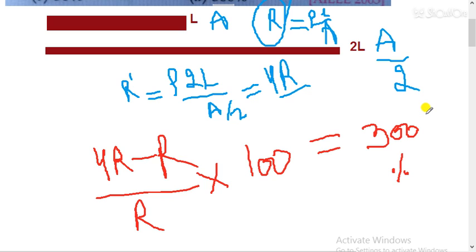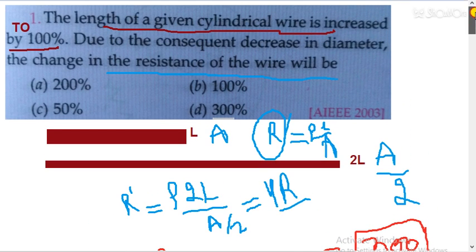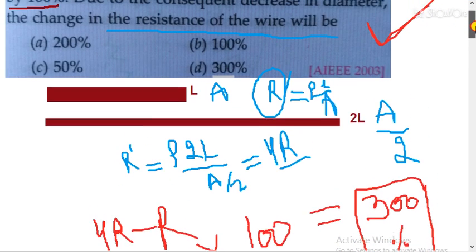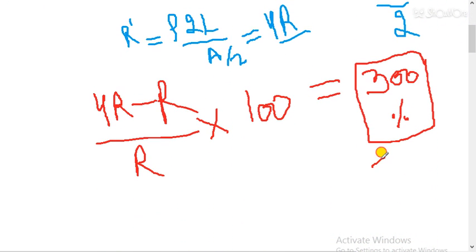So this is the actual wire stretching question that we have seen. In the beginning I was just giving an introduction, and this question was asked in AIEEE 2003. A very long time ago. At that time JEE did not exist, it was AIEEE. So I hope this question is clear to you. You have to find the change in resistance. I am scrolling the question, you can see. So 300% will be the answer for this question.